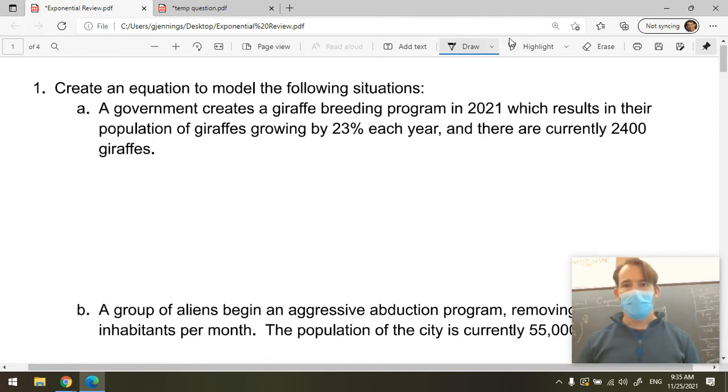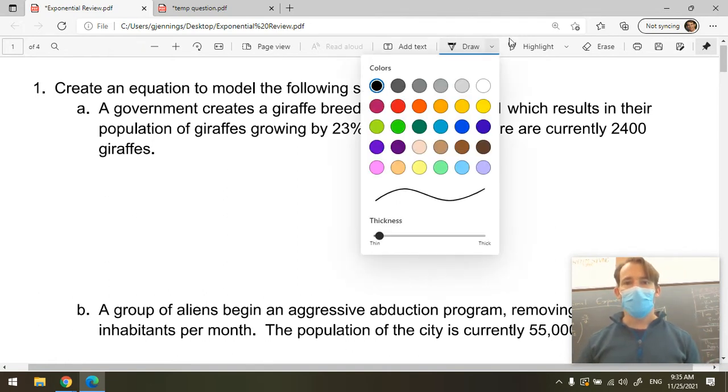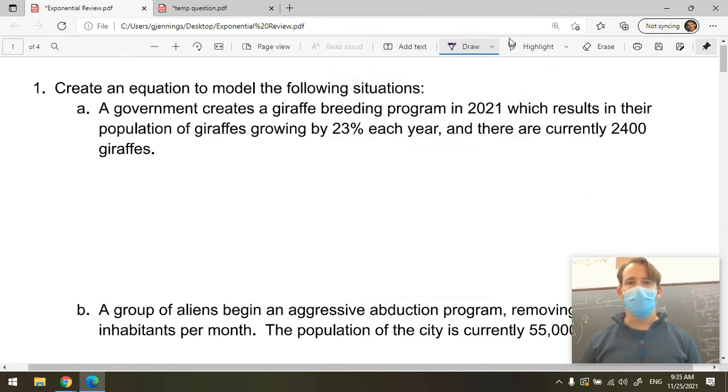So here we go. There's a government, and they want more zebras. Because, who wouldn't? Oh, no, it's not zebras, it's giraffes. They start this aggressive breeding program in 2021, and that results in the population of giraffes starting to grow by 23% per year. Is that a successful program or an unsuccessful program? That's a wildly successful program. So here's what we need.